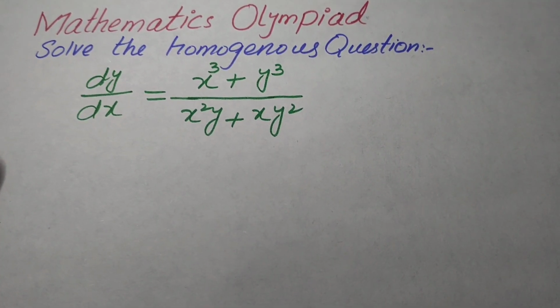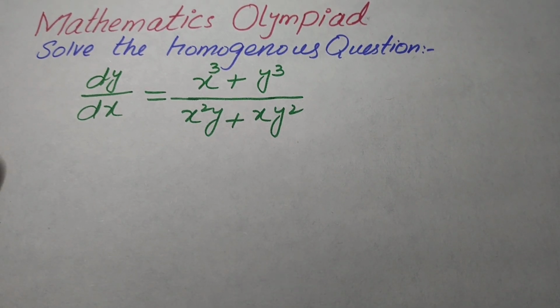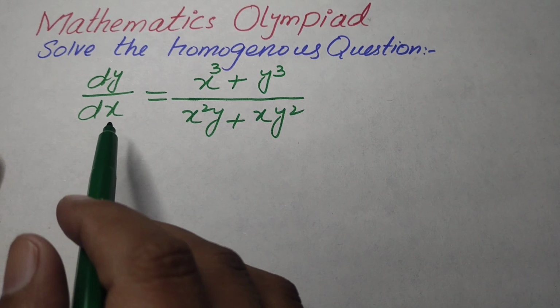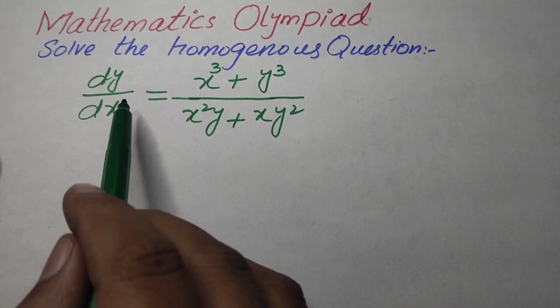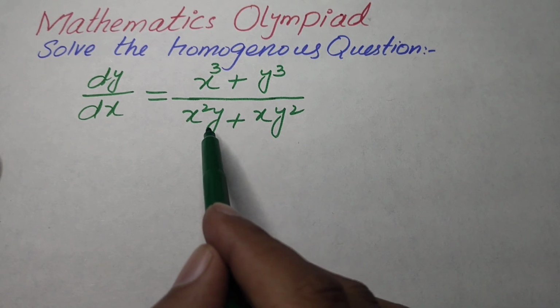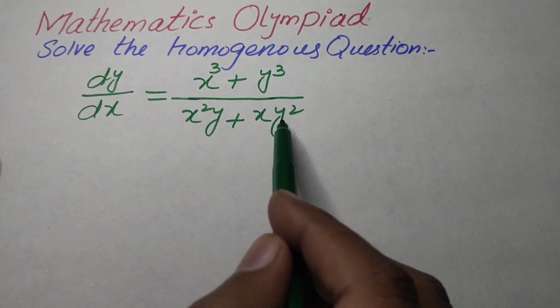In this video we are going to solve an important mathematics Olympiad problem which is known as a homogeneous differential equation problem. So now we move toward the solution of this question. Here we have the differential equation in this form: dy/dx = (x cube plus y cube) over (x square y plus x y square).